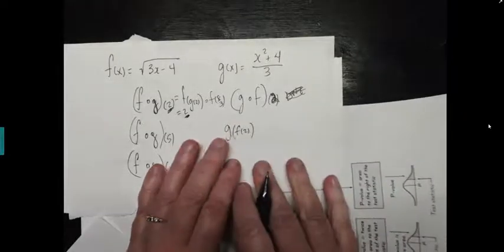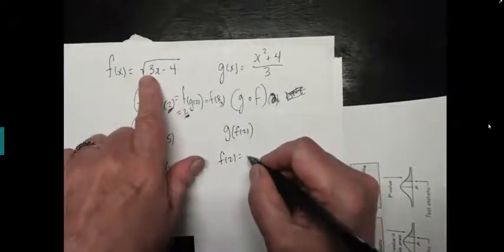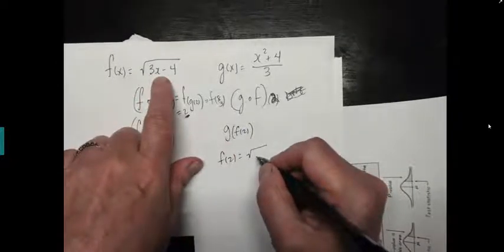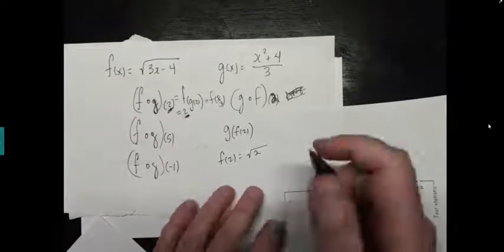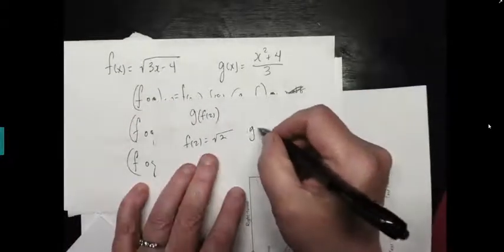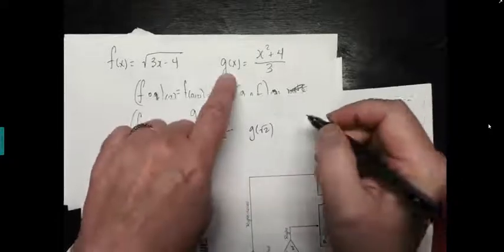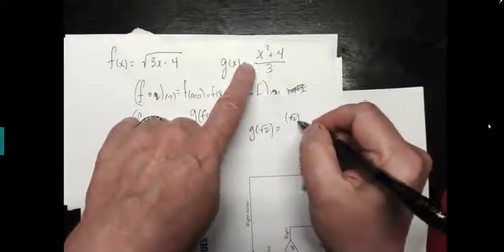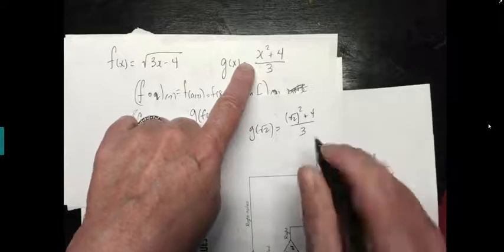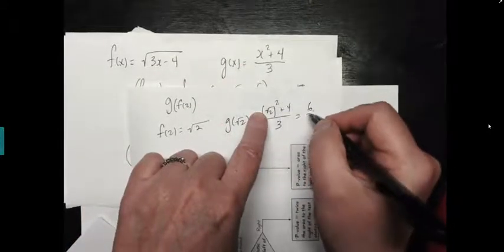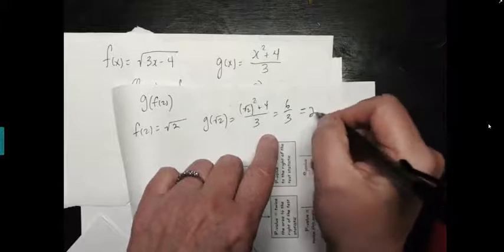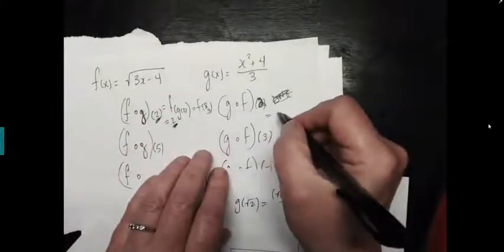What is that going to be equal to? Well, what's f of 2? It's going to be the square root of 3 times 2 minus 4, so 6 minus 4, which is 2. So f of 2 is the square root of 2. And then what is g evaluated at the square root of 2? It's going to be the square root of 2, all squared, plus 4 over 3. When I square a square root, they undo each other, so I'm going to get 6 over 3, and that's going to give me 2. So that one works out.